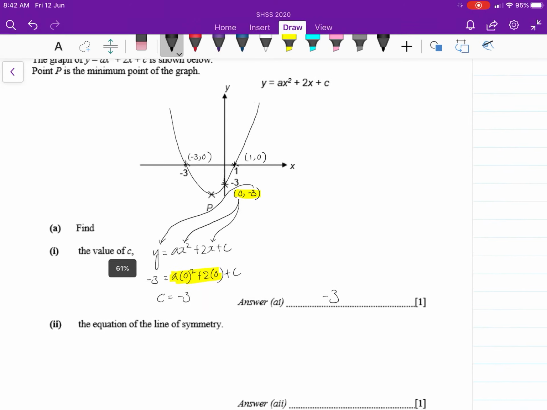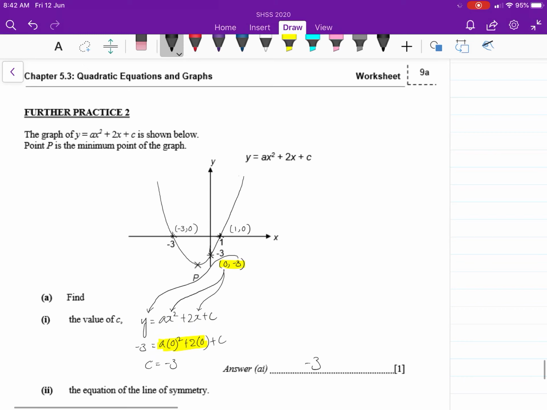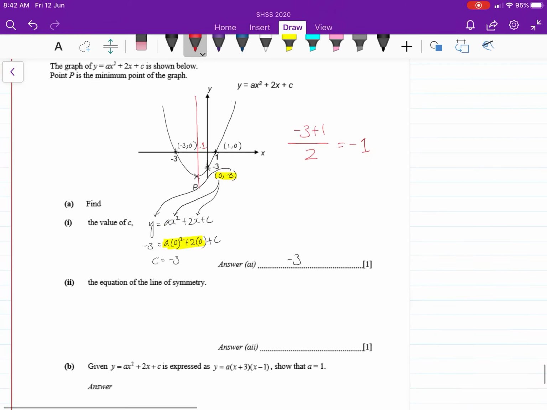Now, the equation of the line of symmetry, like what I mentioned above, is half. It cuts like this. So it's in between minus 3 and 1. So how do you get the number in between minus 3 and 1? Just take minus 3 plus 1 divided by 2. You get minus 1. So the equation is x equals minus 1. You must remember to include the x. You cannot just write minus 1. Minus 1 is a number, not an equation. They want an equation.